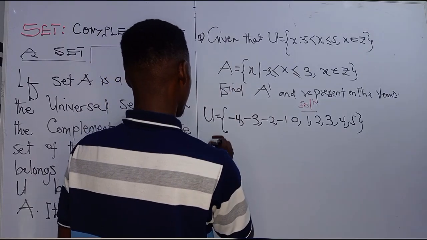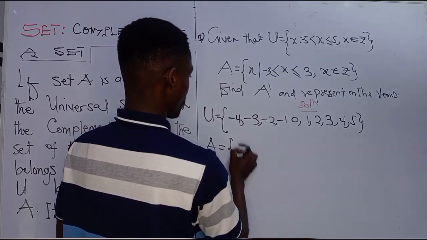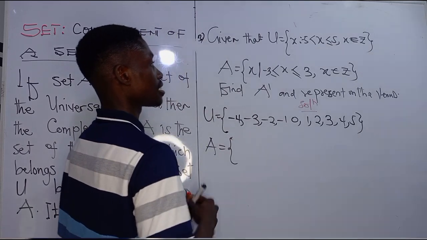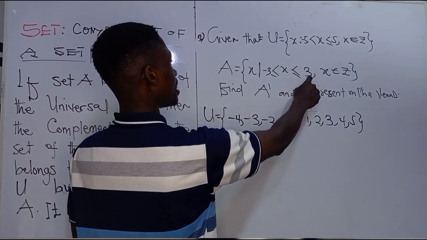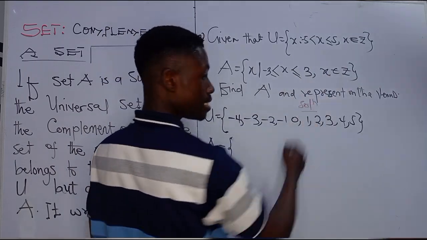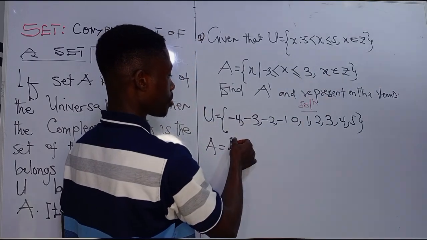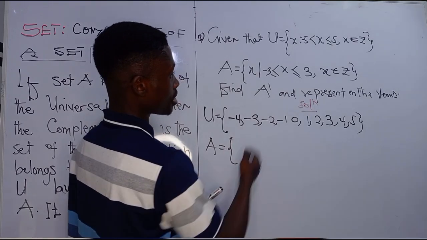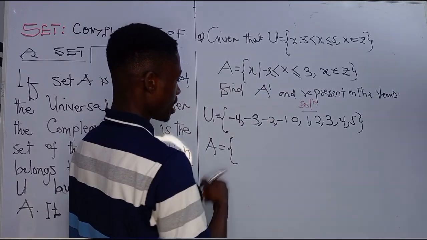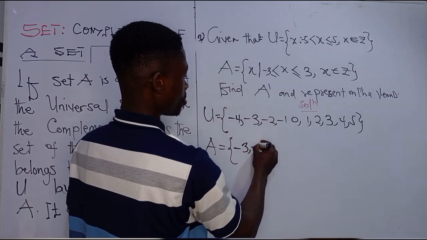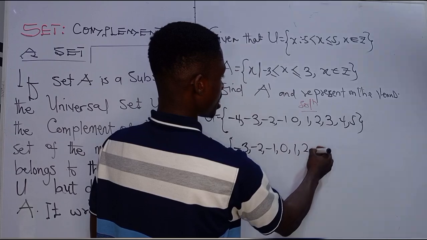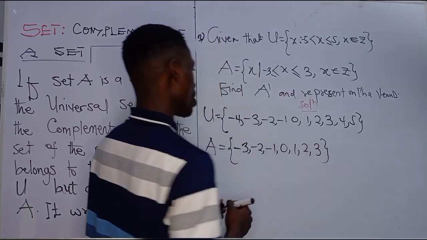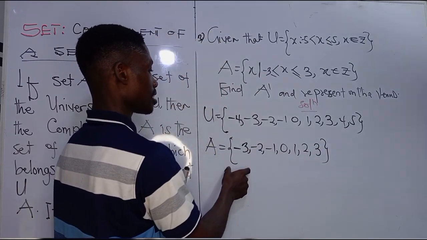Then let's list the elements of set A. We are saying that X is such that X is greater than or equal to -3, and X is less than or equal to 3, where X is an integer. We know that integers are positive and negative whole numbers. So we start from -3, we move to -2, -1, 0, 1, 2, and then 3. Now we have our universal set and then the subset.